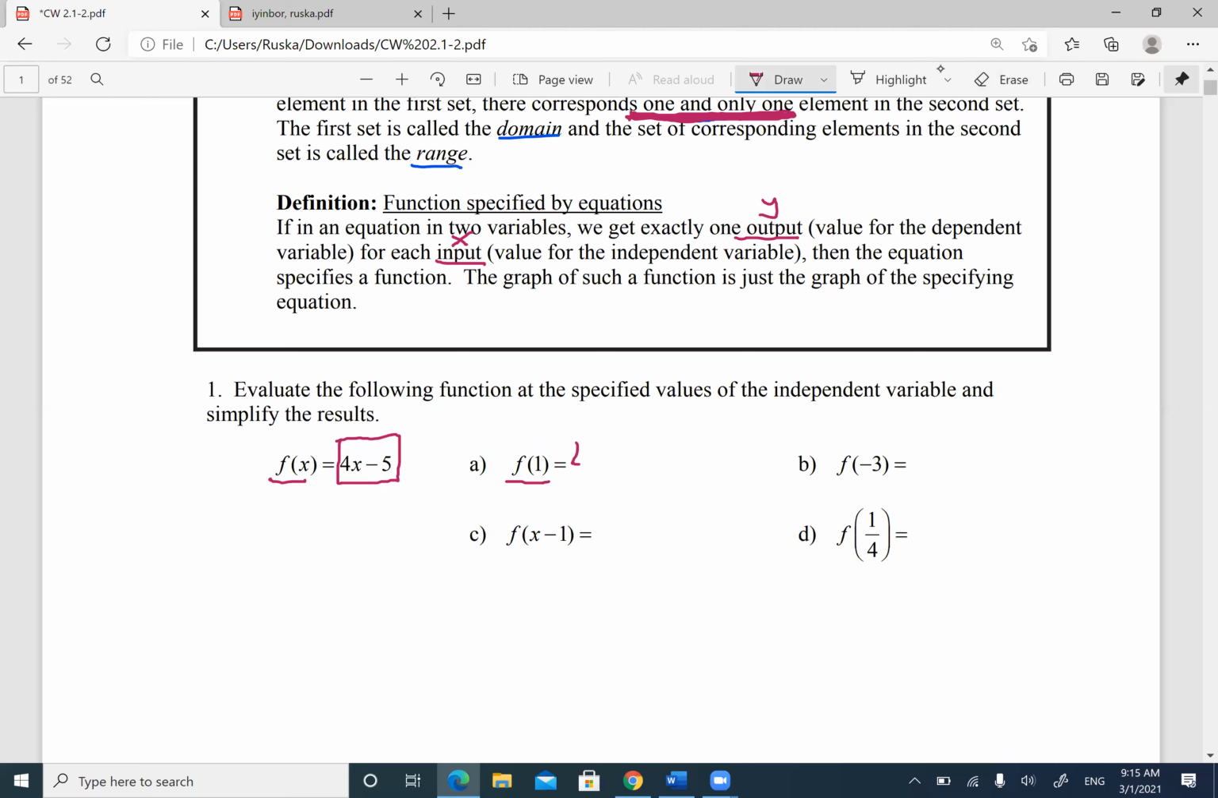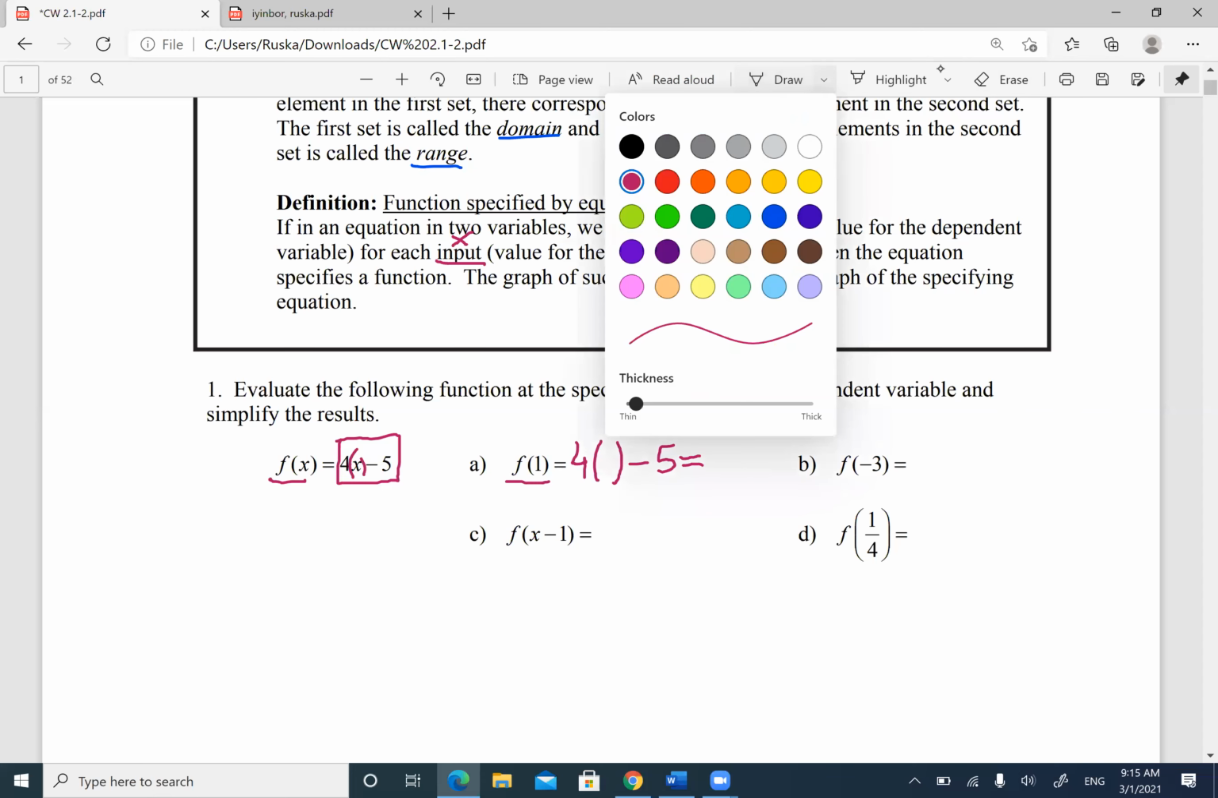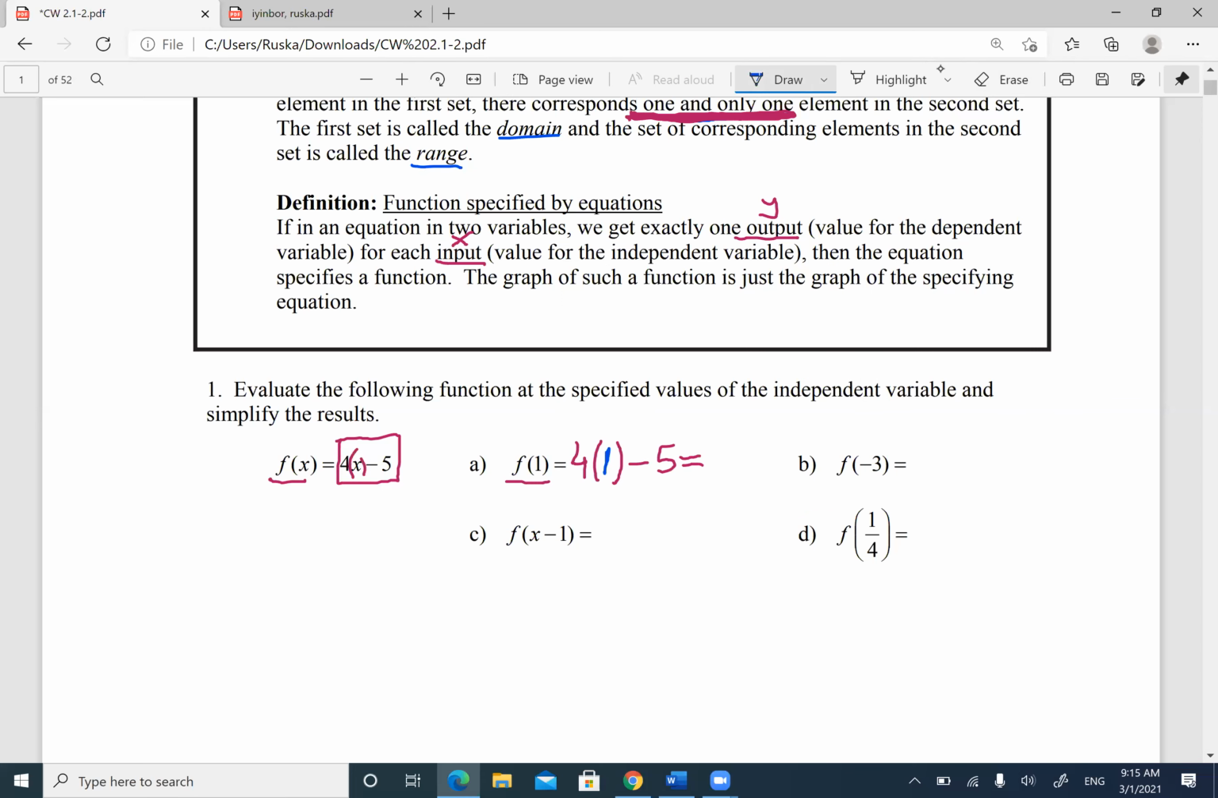So just going to copy that, 4x minus 5. You're going to copy the function the way it is, and whatever you see x, you're going to put parentheses. And then inside the parentheses, you're going to put whatever number they give you. In this case, they give me x is 1. So I'm going to plug in 1 for x. And then you're going to simplify.